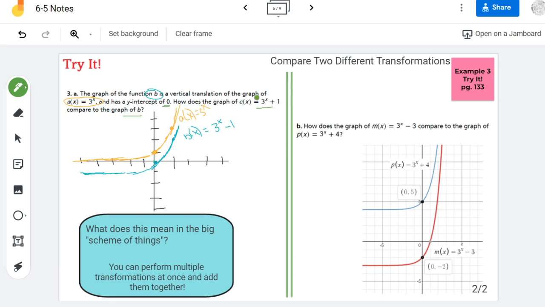And then graph C is 3 to the x plus 1, so that plus 1 is a vertical translation that moves it up by 1. So if I'm trying to compare graph B and graph C, you can now see that there's 2 units of difference. So graph C is translated up 2 units from graph B.